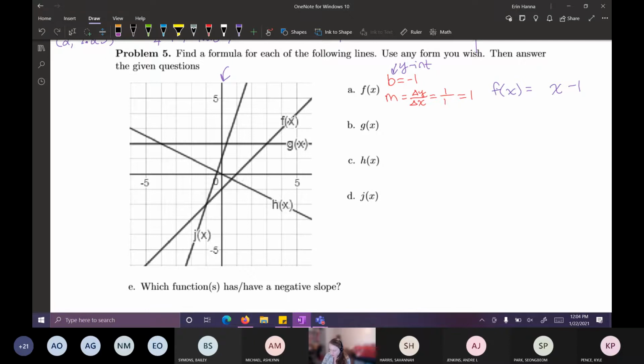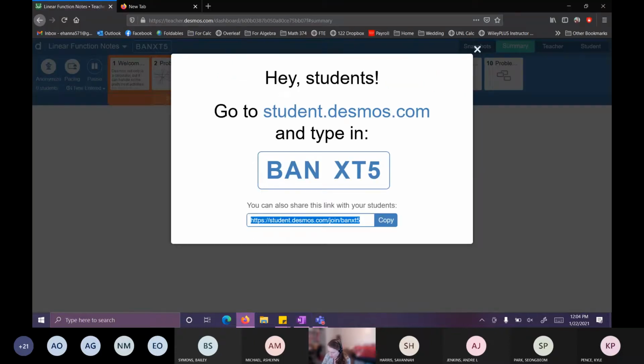So what I'm going to have you do is jump over to Desmos, in a different tab. You might want to write down the code next to you. You're going to need to go to student.desmos.com, and then it's going to ask for a code. The code's going to be BANXT5. It is not case sensitive, so if you put it in capitals or not, it'll accept it. You can log in with Google or not, whatever floats your boat.